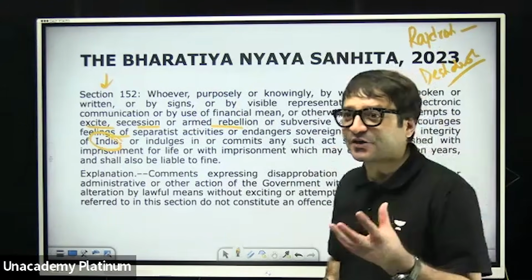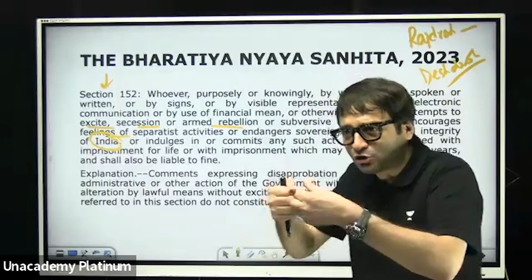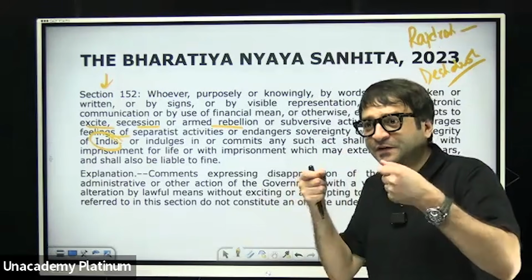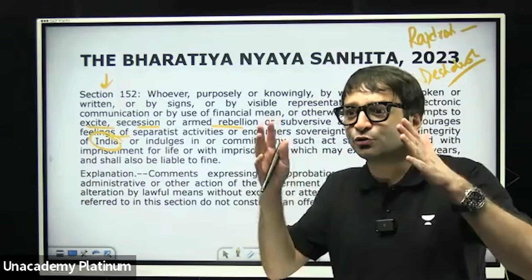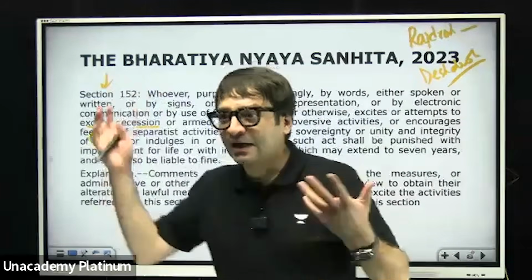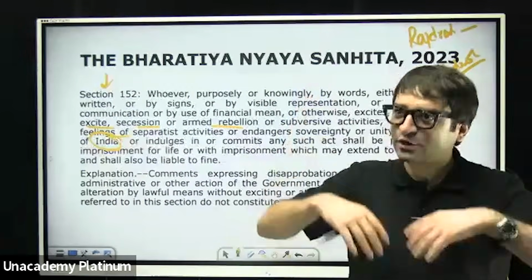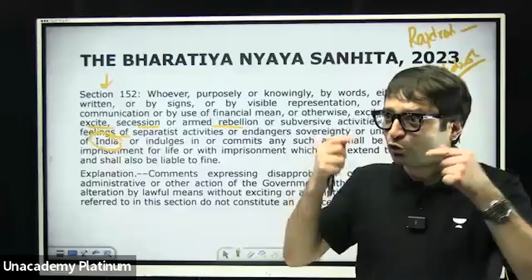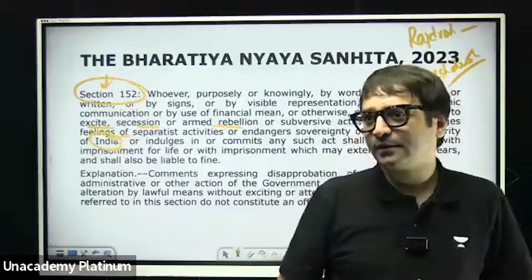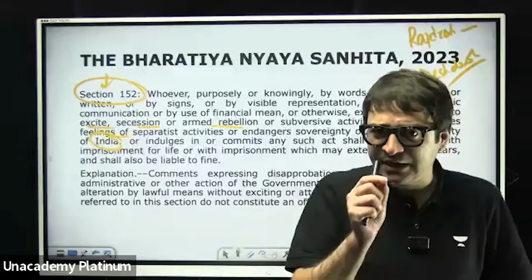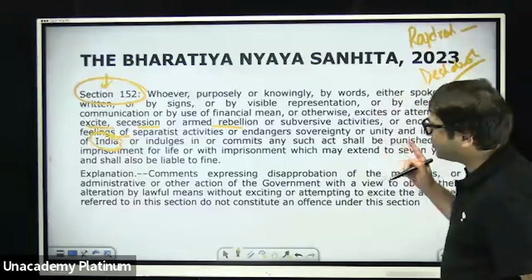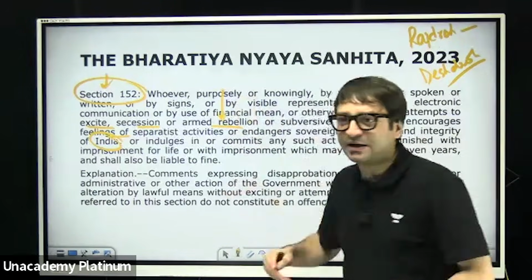If you are promoting disaffection against the nation, if you want to separate a state from the Union of India, if you want to promote a feeling of secessionism, Tamil Nadu should come out of the Union of India, Kashmir should come out of the Union of India, Khalistan should be established, Sikhs should revolt to establish Khalistan. If you do that, this comes under section 152. And this time the law is not vaguely defined. It is defined beautifully.